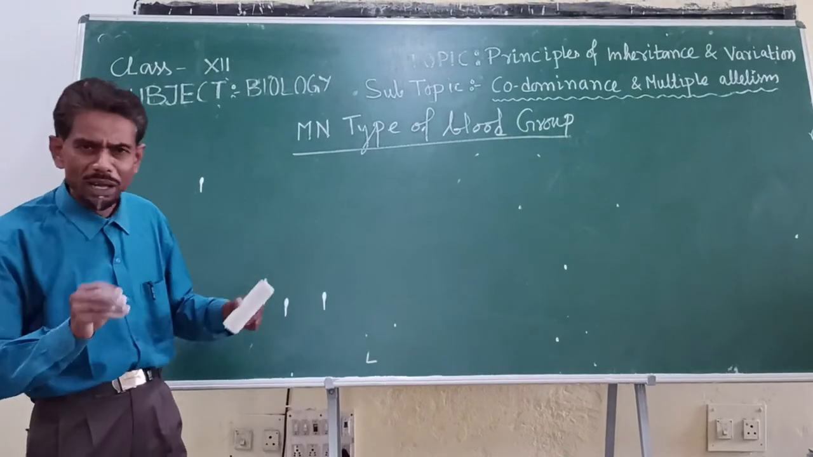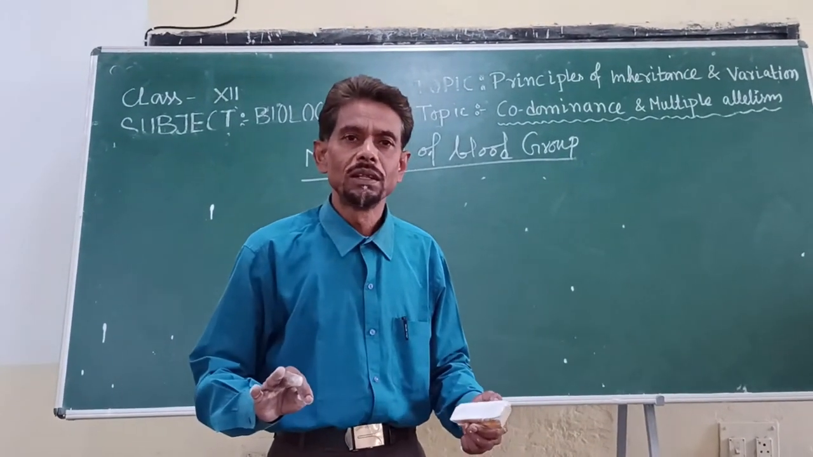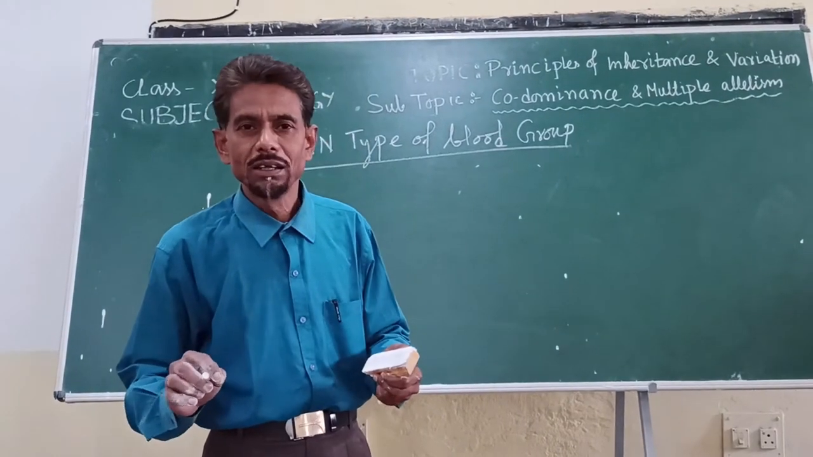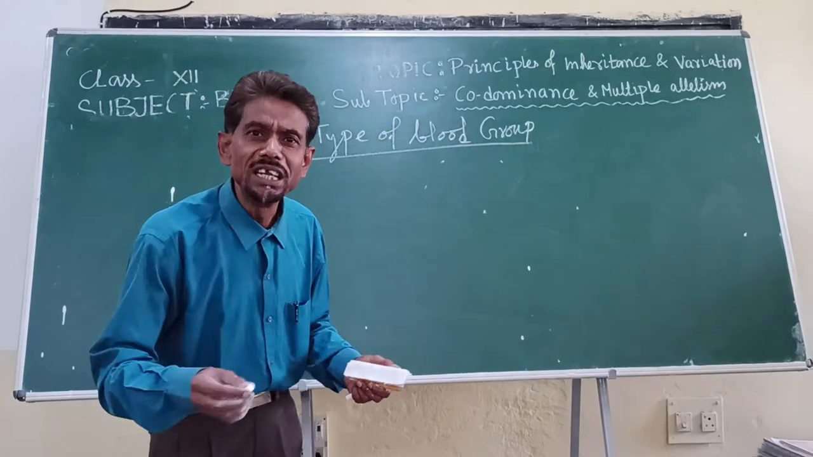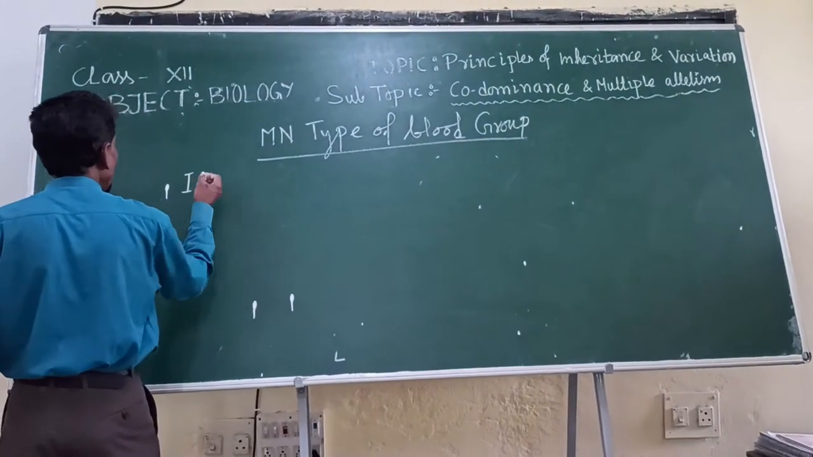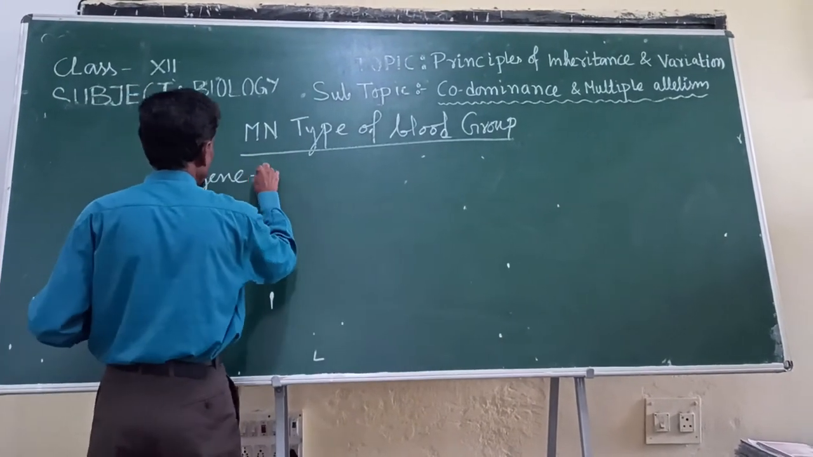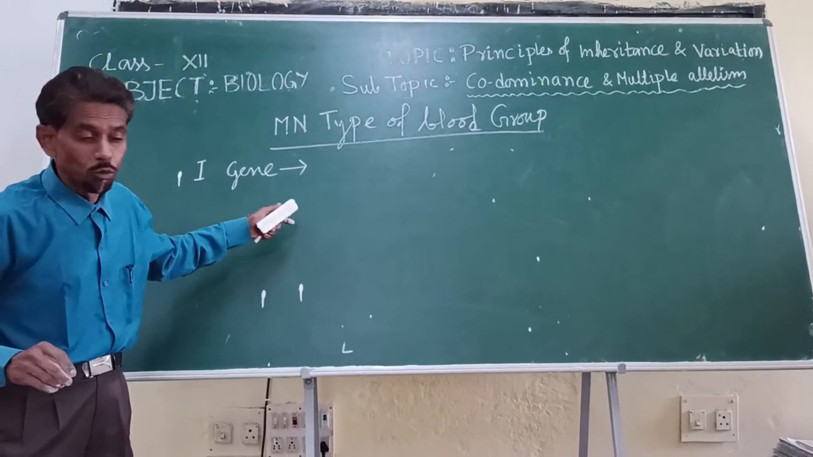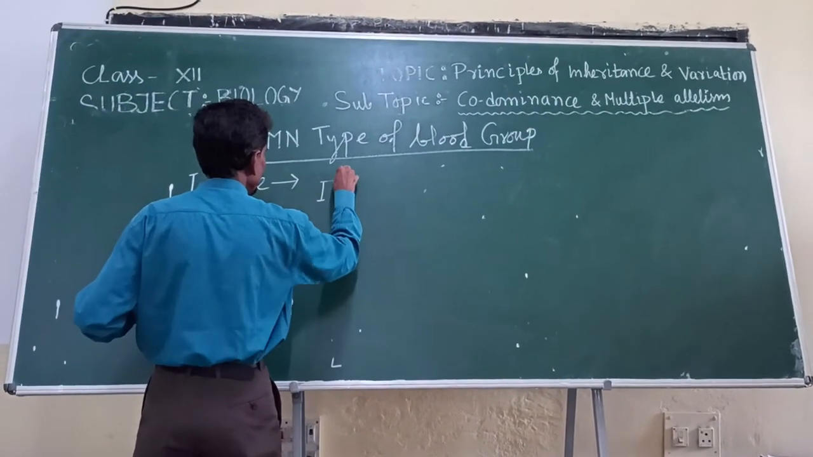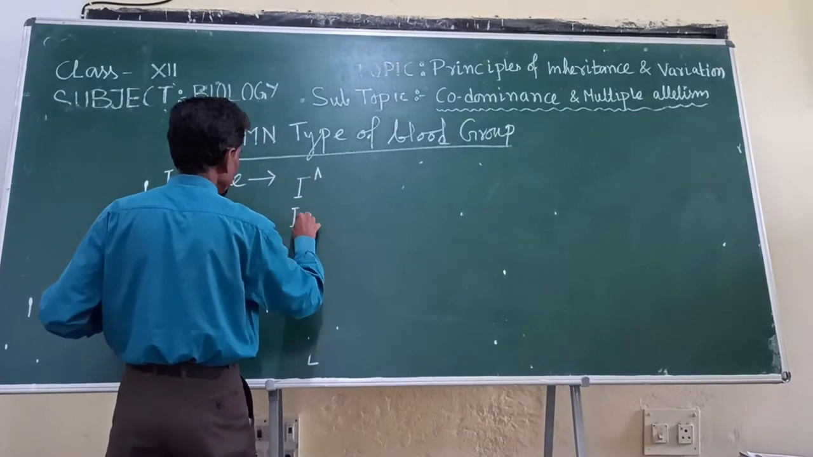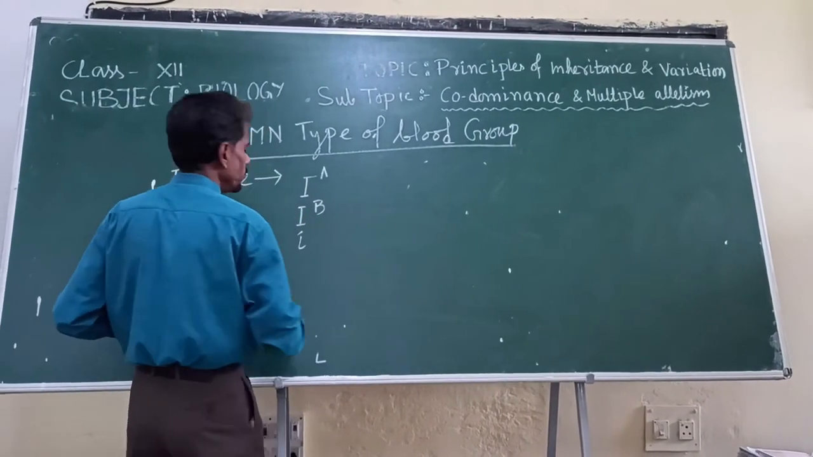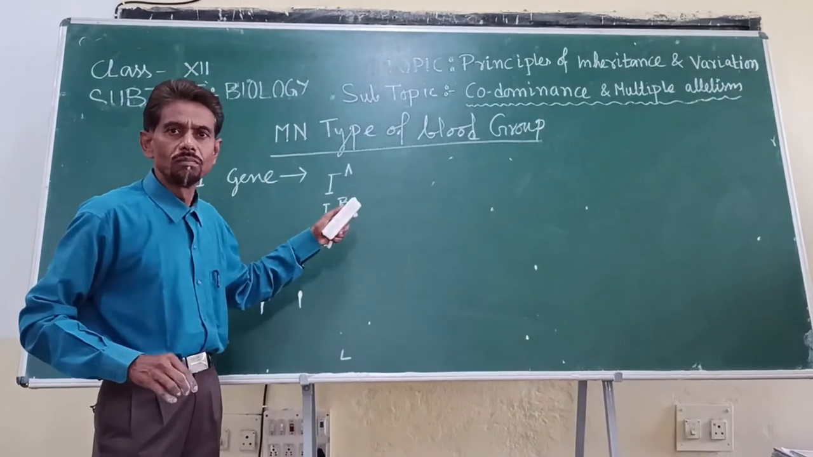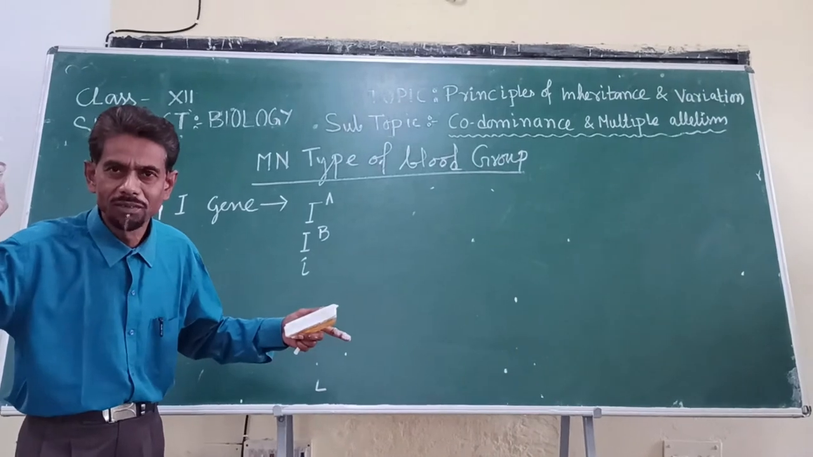ABO blood grouping of human being is due to the presence of a sugar polymer. This is formed by the I gene, responsible for producing three different types of sugar polymer based on its three different alleles. What are the three different alleles? One is IA, another is IB, and the other one is i. So how in different permutation combinations these three different alleles combine, that decides the blood group. Is that clear to you?